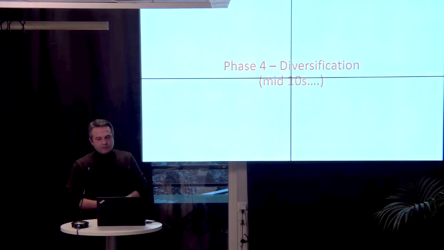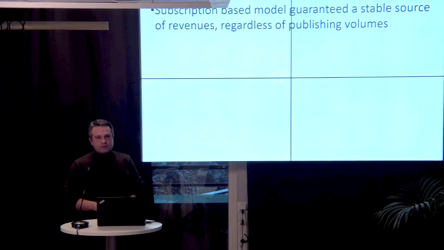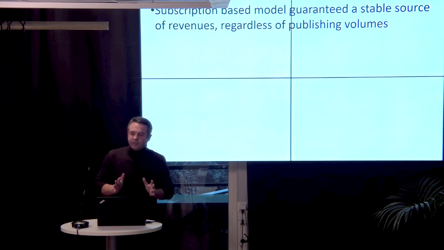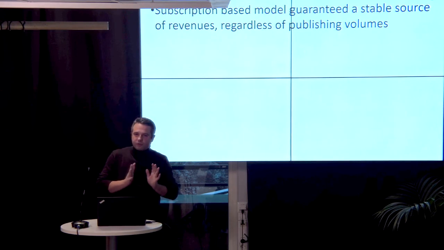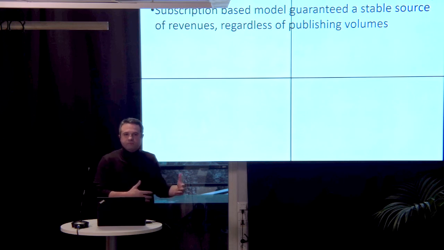Okay, so the last phase is what I would call diversification, because we see several things going on at the same time. First, the subscription-based model guaranteed a stable source of revenues, regardless of the publishing volume. You are subscribed, it doesn't matter whether you publish more or less.